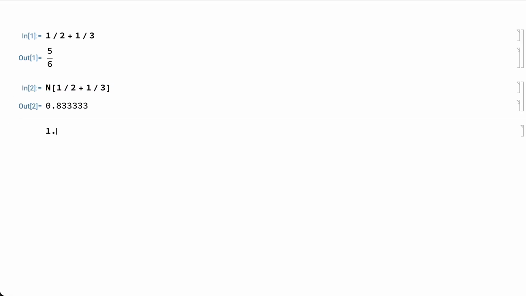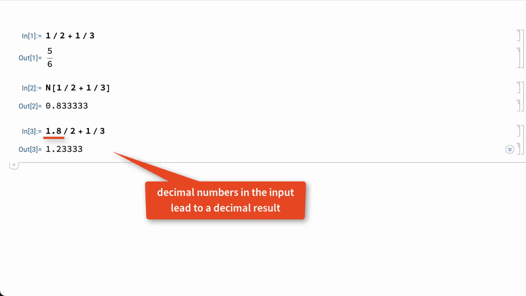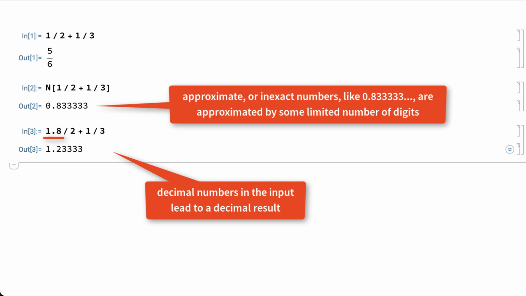If there are numbers with decimal points in the input, then the Wolfram language automatically gives a decimal number for the result. Decimal numbers, or numbers with decimal points, are also called approximate numbers because they approximate numbers using some limited number of decimal digits. A number like 0.8333 and so on, for example, specifies the number at most only to however many digits the computer stores for this number.